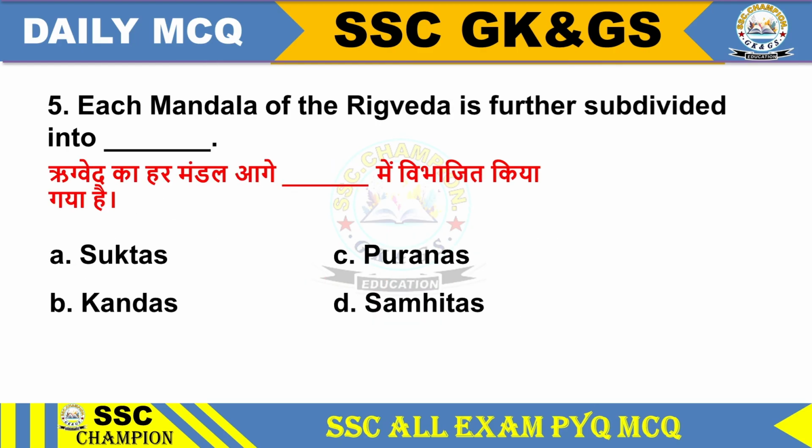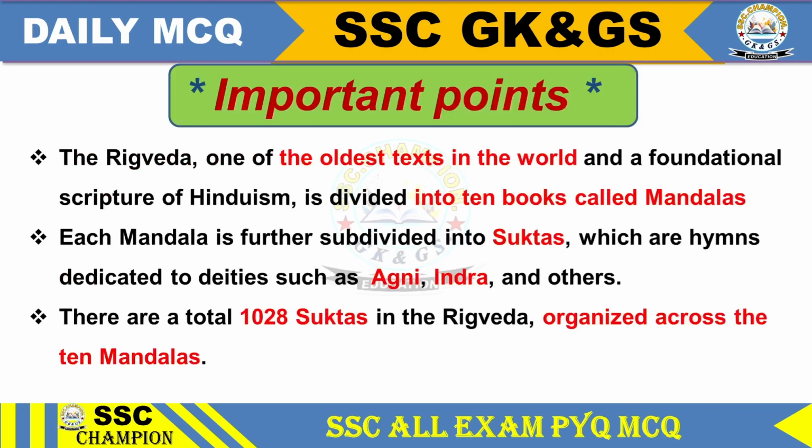Question 5. Each mandala of the Rig Veda is further subdivided into: Option A, Sukta. Option B, Kanda. Option C, Puranas. Option D, Samhita. Right answer, option A, Sukta. Each mandala of the Rig Veda is further subdivided into Sukta.